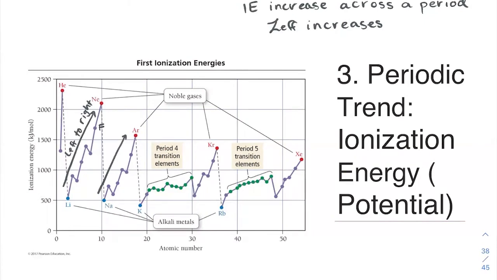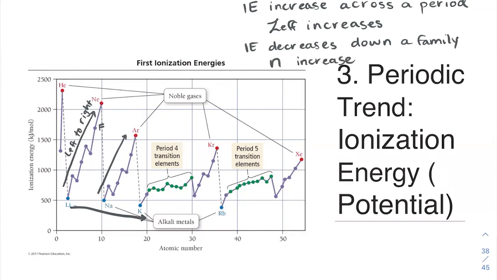Now, as we go down a group, ionization energy decreases down a family, or a group. Why? Because n is increasing. Way back, we talked about playing Red Rover. And remember, if we think about playing Red Rover, we want to be held as tight as possible so that our neighbors can't crash through and break apart our arms.